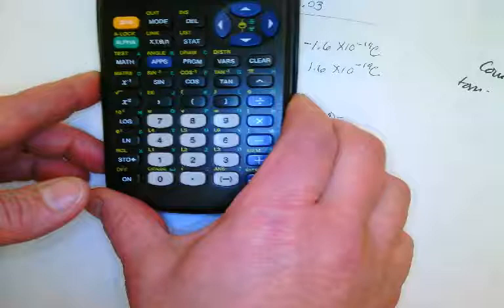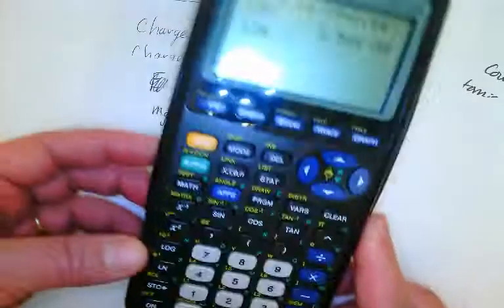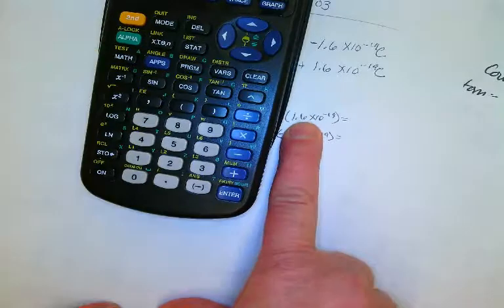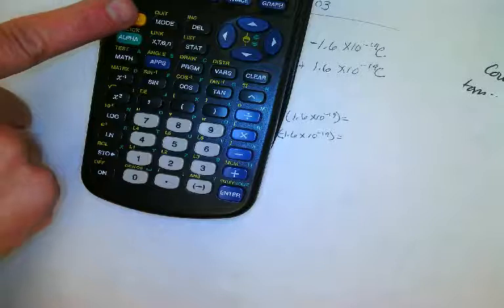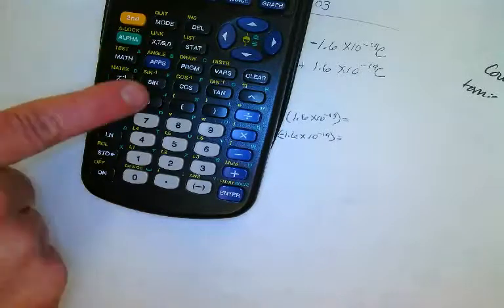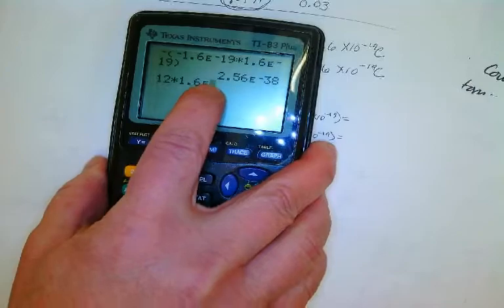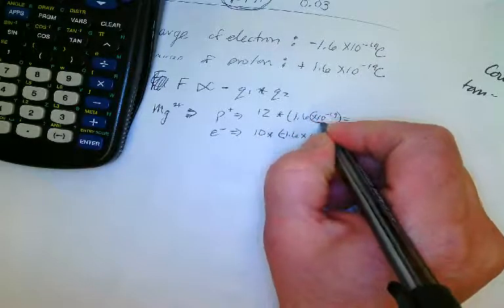So I'm going to put in 12 times this number here. So I have the 12 in. I'm going to put times. And I'm going to put this number in, which is a new part for us. So I'm going to put in 1.6. And then I believe your key is blue. Mine is yellow. And you want this E here. You want this E to be there. Because this E is this right there.